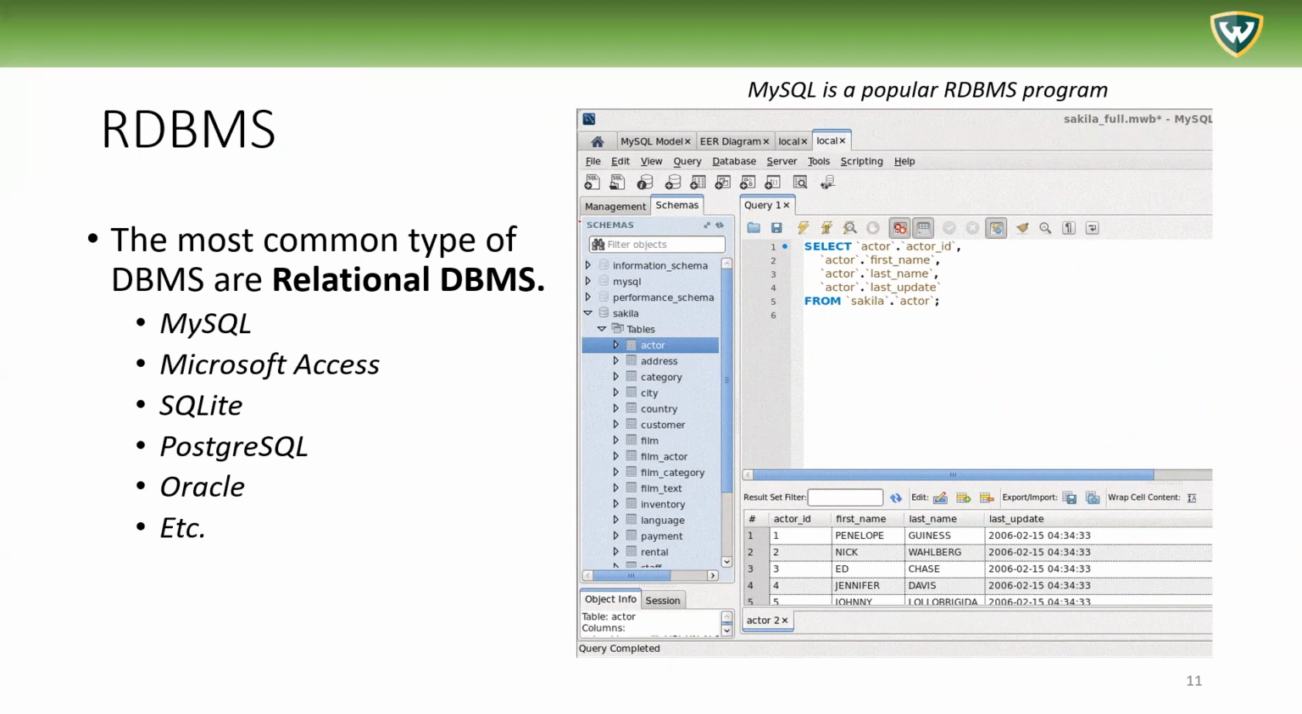Relational database management systems. The most common types of DBMS are relational database management systems, or RDBMS. And we're going to be mostly talking about these, although other formats also exist. Some examples are MySQL, Microsoft Access, SQLite, PostgreSQL, Oracle, and there are many others as well. We're going to be using MySQL in this class, which is very popular and similar to other applications as well.